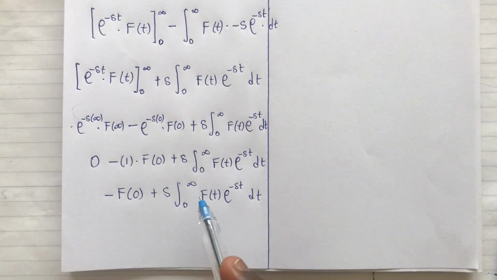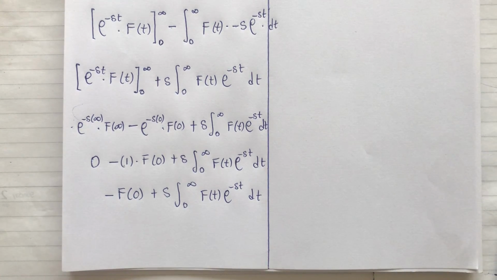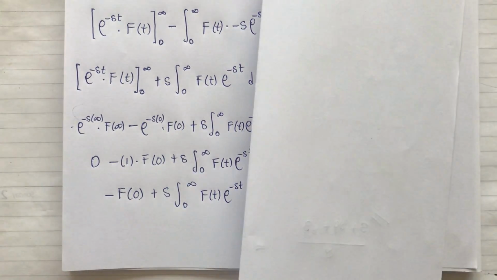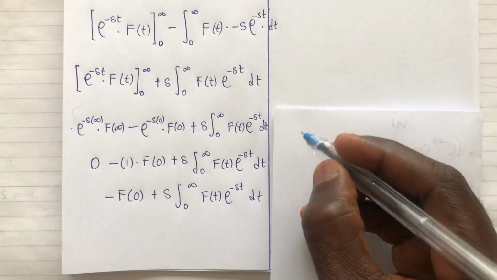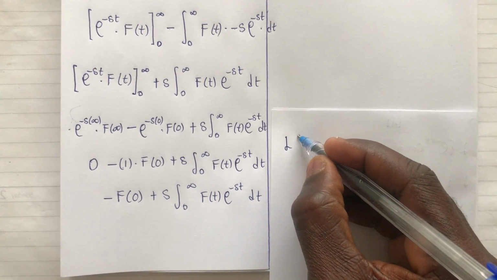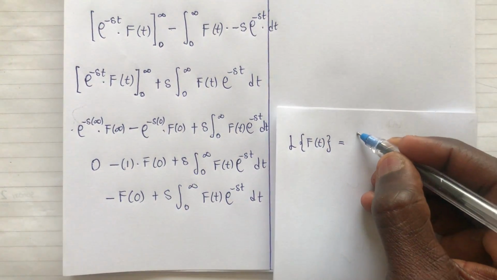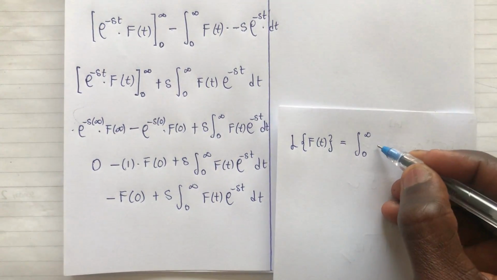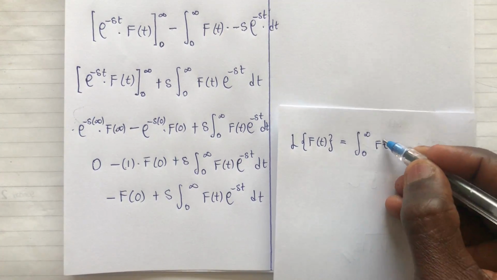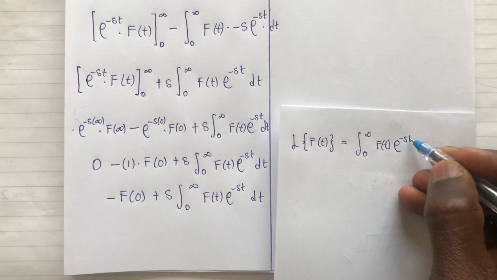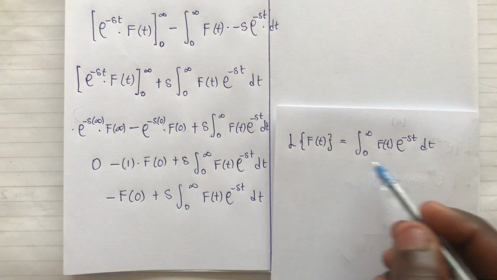As we get here, we need to remove this one and replace it. But what are you supposed to replace this with? Watch very carefully. It's very simple. All we need to do is that the Laplace transform of the function f of t is the same as integral from 0 to infinity f of t times e minus st dt. We all know this one.